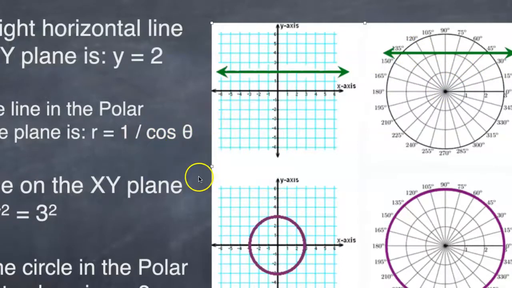The circle on the xy plane is x squared plus y squared is equal to 3 squared. And actually this version is the complicated version, because in the polar coordinates plane, it's simply r equals 3, right? So if you have a circle with a radius of 3 in a polar coordinate world, you would just write that as r equals 3. So polar coordinates are a lot more friendly to trig values and circles, conics in general, whereas the xy plane is going to be more friendly to shapes such as lines.